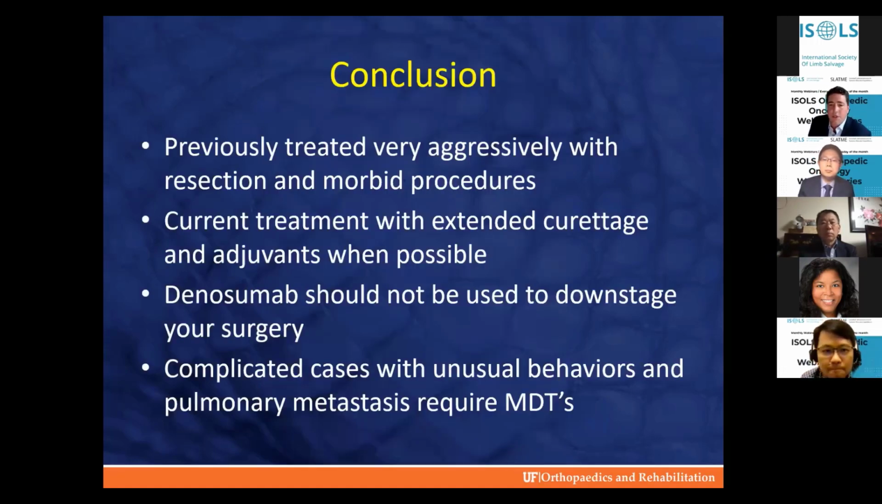So in conclusion, previously treated very aggressively, but obviously with these resection and morbid procedures, current treatments are extended curettage and adjuvants when possible. DMAB is a nice adjunct, and I think in certain cases, as Dr. Puri had mentioned, is very indicated, but it should not be used to downstage your surgery. Complicated cases with unusual behaviors and pulmonary mets usually require a multidisciplinary approach.